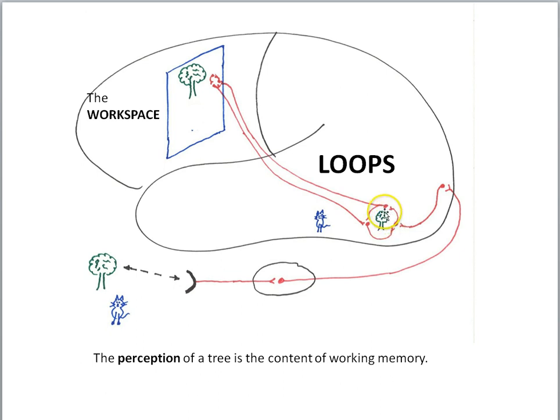And their activity then becomes part of a loop of neural activity. And that then allows the tree to enter into our conscious awareness. We would say the tree then would be the content of our working memory.